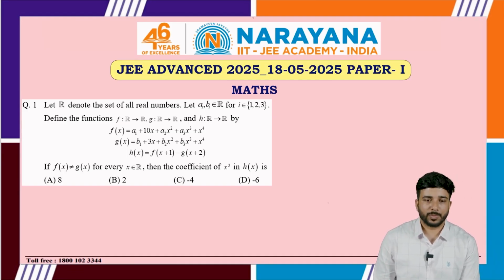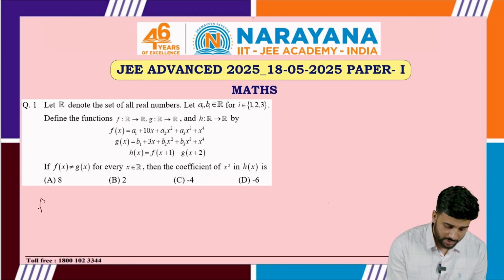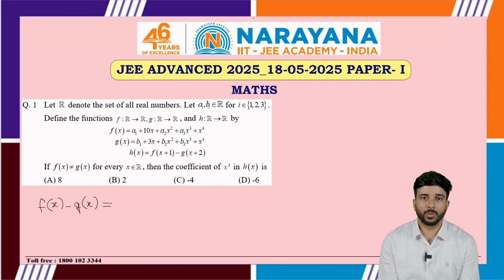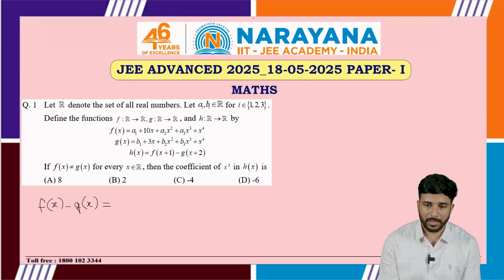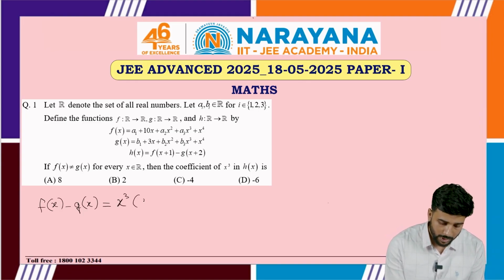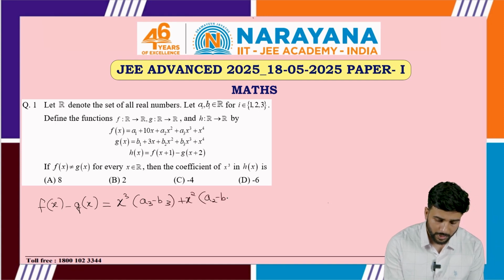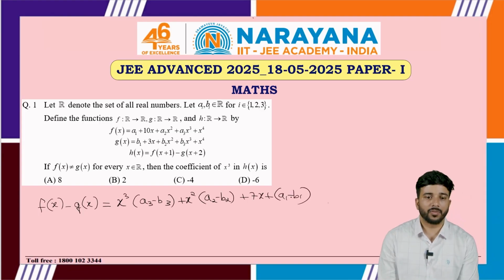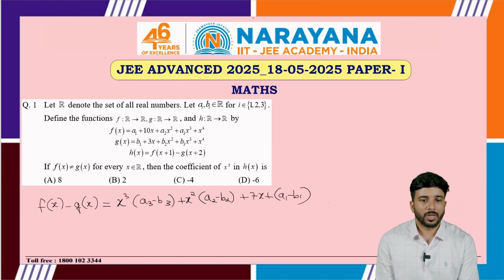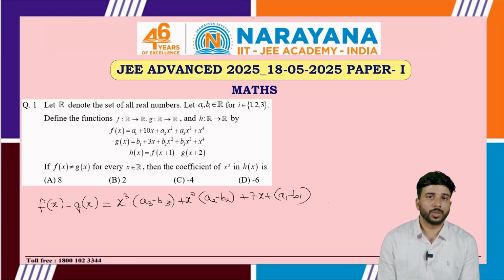So let us calculate f of x minus g of x now. When we do, we can notice that the coefficient of x to the power 4 is getting cancelled. We get x cube into (a3 minus b3) plus x square into (a2 minus b2) plus 7x plus (a1 minus b1). Now we're saying f of x minus g of x shouldn't have any real roots for x belongs to R. But if it's a cubic equation, there will definitely be a real root. So for it not to be a cubic equation, the coefficient of x cube must be equal to 0.